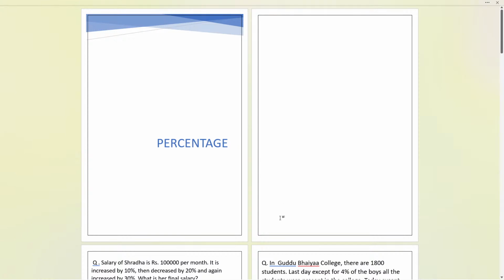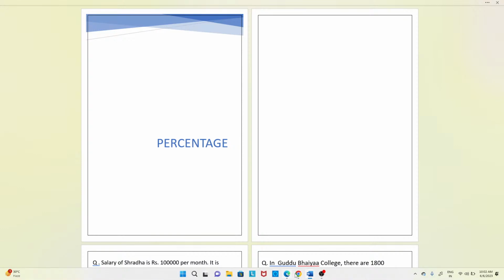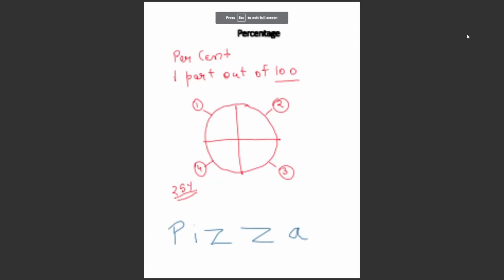I already told you that today we'll first revise the part we already did in the previous session. So 5 minutes for the part that we already discussed, and let us now revise the part that we have done previously. Now, what is the percentage? Percent means one part out of a total of 100 parts.